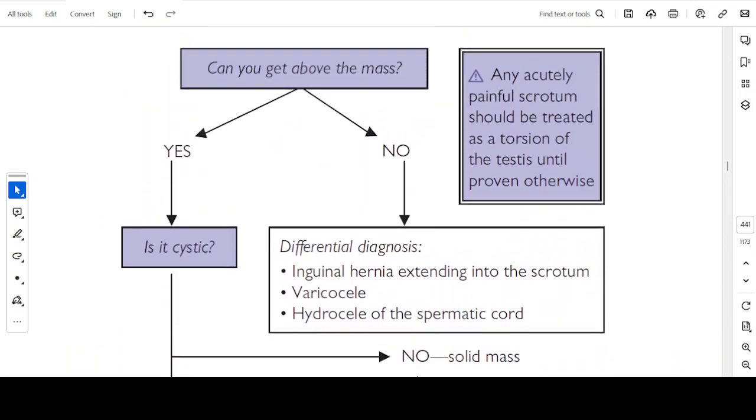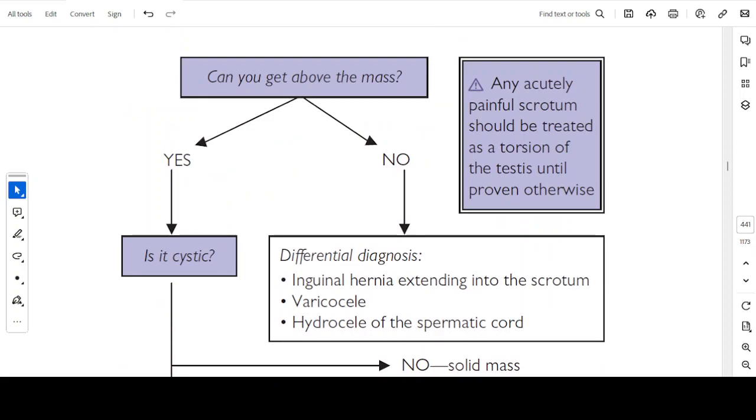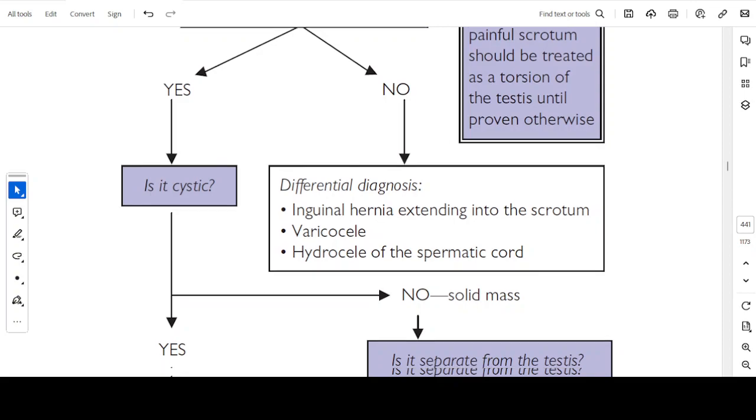Going back to the first question, if you can get above the mass, the mass is separate from the testis. If no, you are not able to get above the mass, the differential diagnosis could be an inguinal hernia extending into the scrotum, a varicocele, or a hydrocele of the spermatic cord. Any acutely painful scrotum should be treated as a torsion of the testis unless proven otherwise.